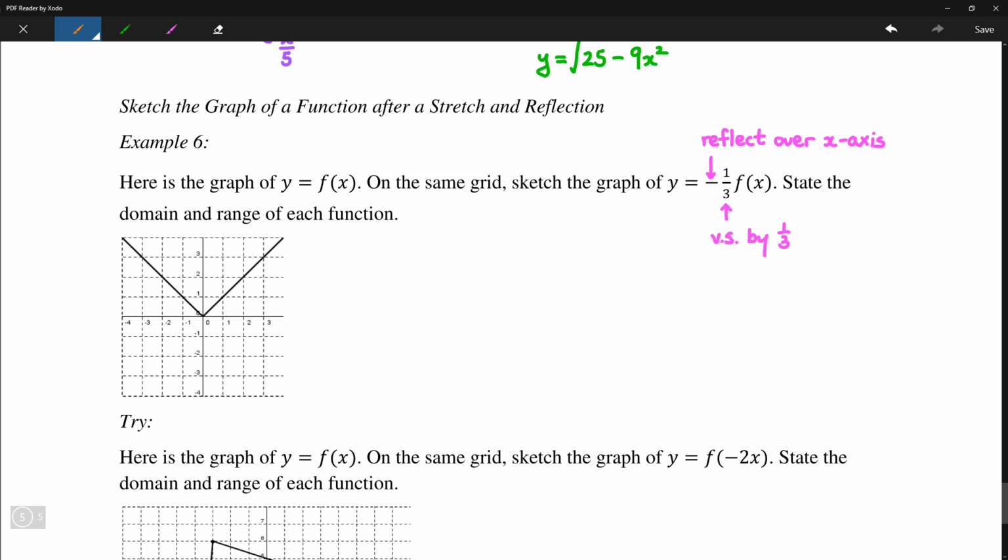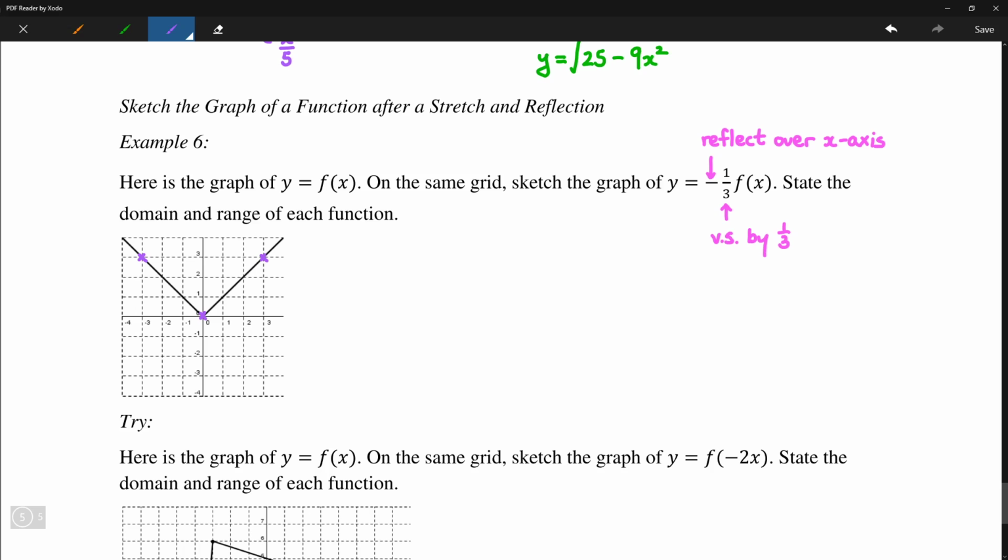A good way of doing this is to, once again, as usual, look at some key points on the graph. So in this case, we'll look at (0, 0), and then (-3, 3), and then (3, 3). The reason the threes were chosen is looking ahead to the vertical stretch by 1/3, probably advantageous to work with those. And then it says to state the domain and range of each function.